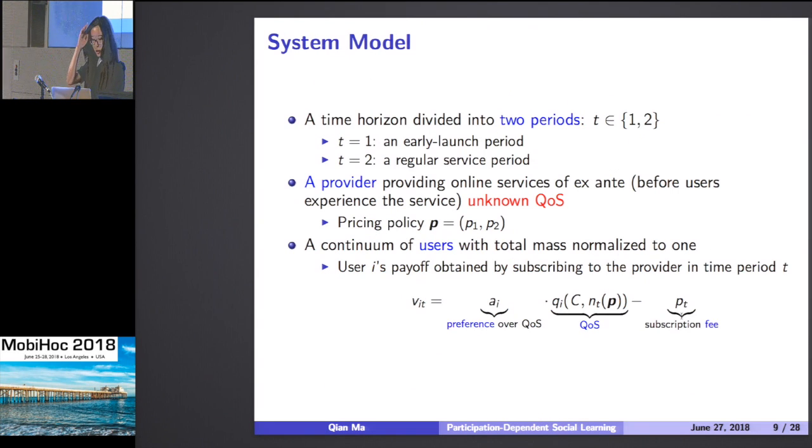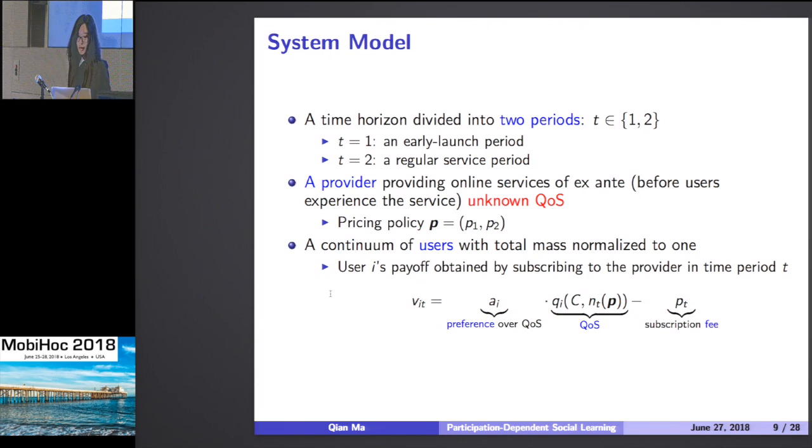In our paper, we consider a time horizon divided into two periods. The first time period corresponds to an early launch period, and the second time period corresponds to a regular service period. We consider a provider providing online services of ex-ante and non-QoS. By ex-ante, we mean that it is before users experience the services. And the provider can design its pricing policy for the two time periods. We consider a continuum of heterogeneous users with total mass normalized to be 1.